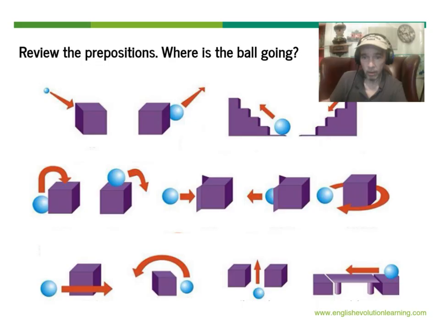The ball goes toward the box. The ball goes away from the box. The ball goes up the stairs. The ball goes down the stairs. The ball goes onto the box. The ball gets off the box. The ball goes into the box. The ball comes out of the box. The ball goes around the box. The ball goes in front of the box. The ball goes over the box. The ball goes between the boxes. The ball goes across the table.